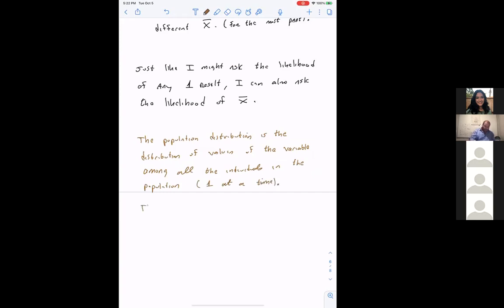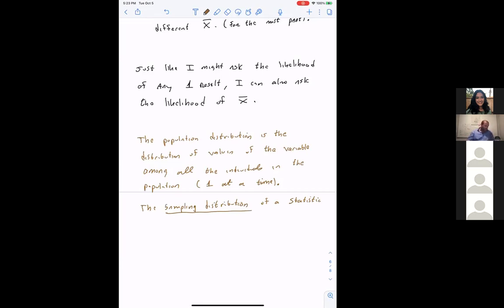The sampling distribution of a statistic, X bar, not mu. Mu is known, mu is fixed, mu is a constant. I just don't know what it is. X bar is a statistic. It's from my sample. It's a different value every time.